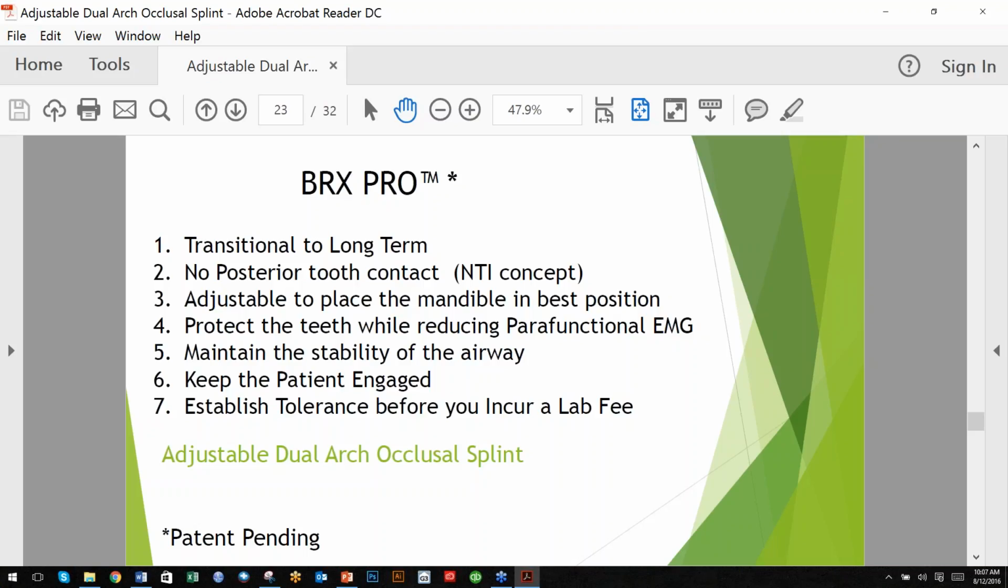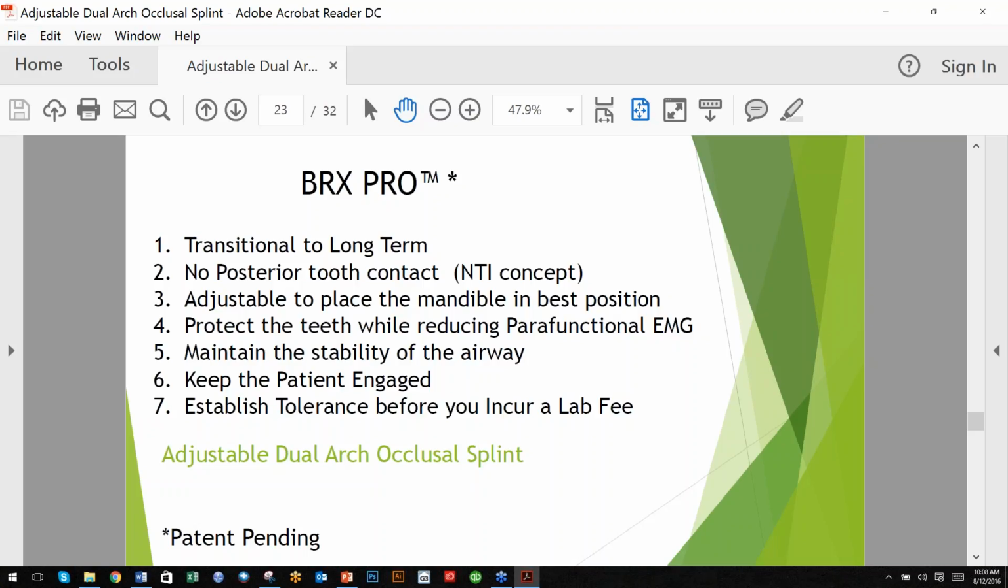A lot of people ask, oh, what about super eruption? Don't worry about it. If you're worried about super eruption, you're using it for too long. Okay, it's adjustable. There's 4 positions, so you can move the mandible out a little bit while they're waiting for your long-term appliance. It protects the teeth.